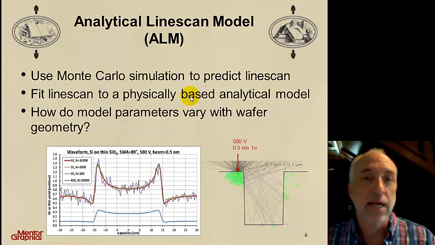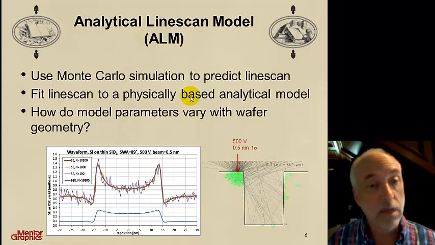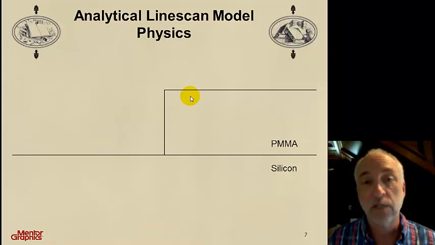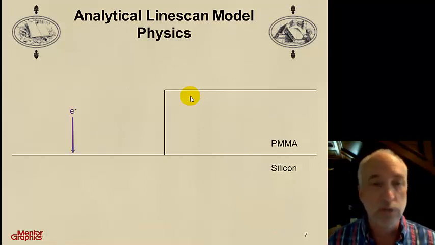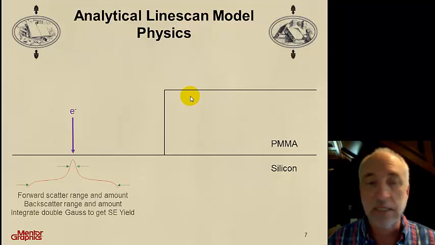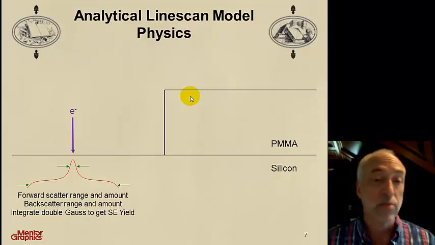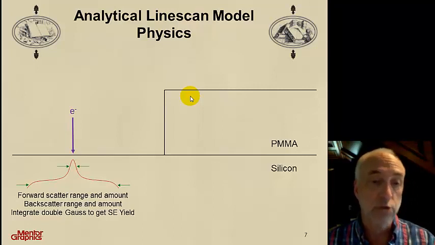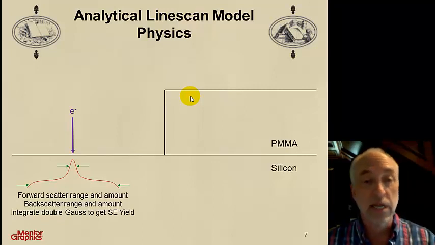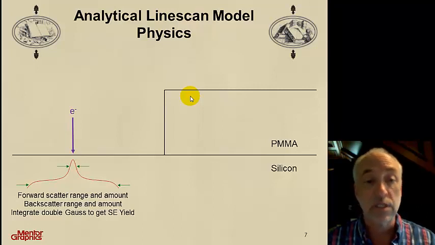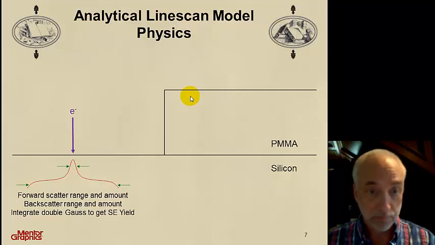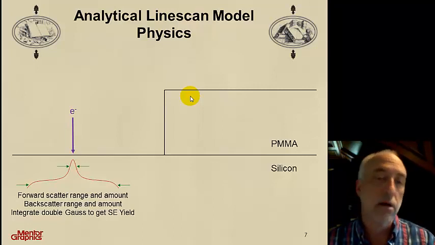I've described the analytical Linescan model in other presentations in the past, so I'll only very briefly describe how it works. If we have a beam of electrons striking the sample, that beam will enter into the sample, and we'll describe the energy distribution as a double Gaussian with a forward scattering width and a back scattering width or range. We'll assume that the secondary electron yield coming out of it is in proportion to this double Gaussian, and then a certain number of escaped secondary electrons will be captured by our detector.